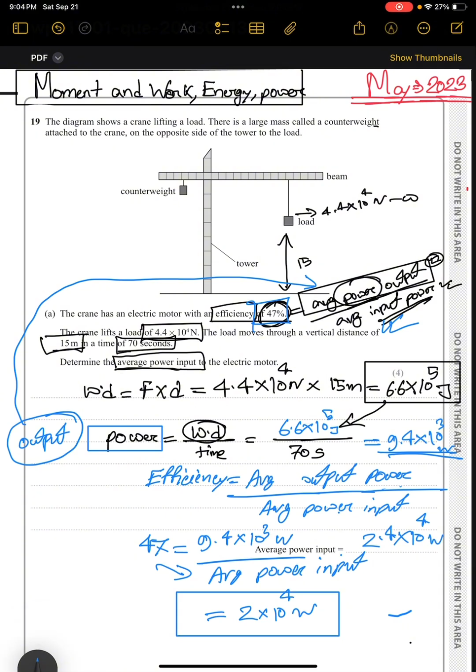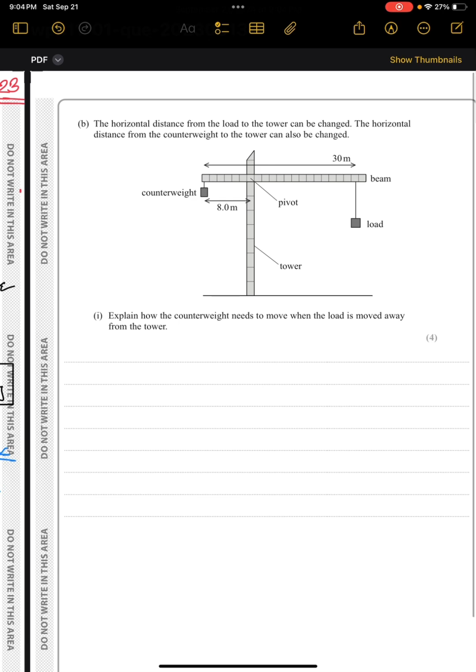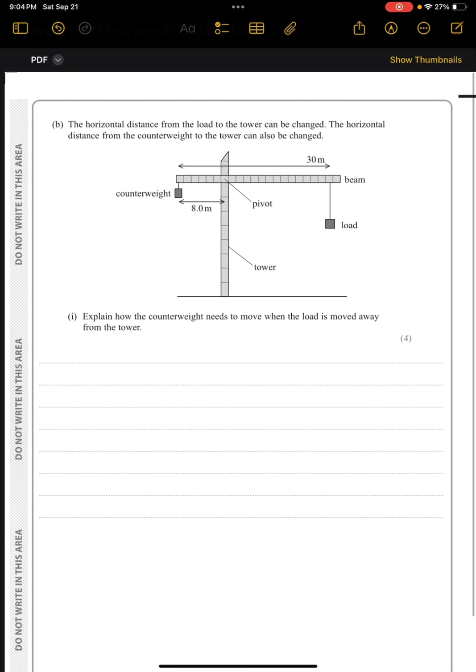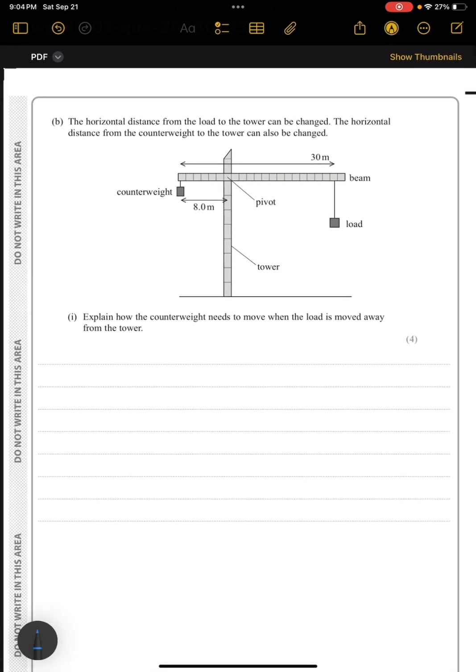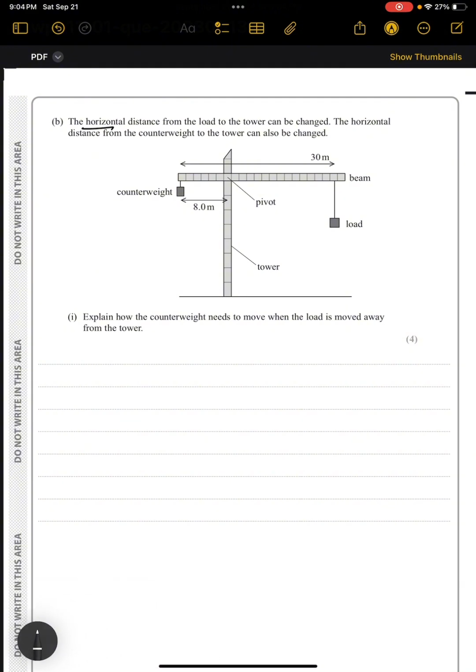So let's move forward and answer question number 19b. In 19b they have said the horizontal distance from the load to the tower can be changed. This distance from the load to the tower can be changed, which means this load can be taken into this position or into this position, in either position.